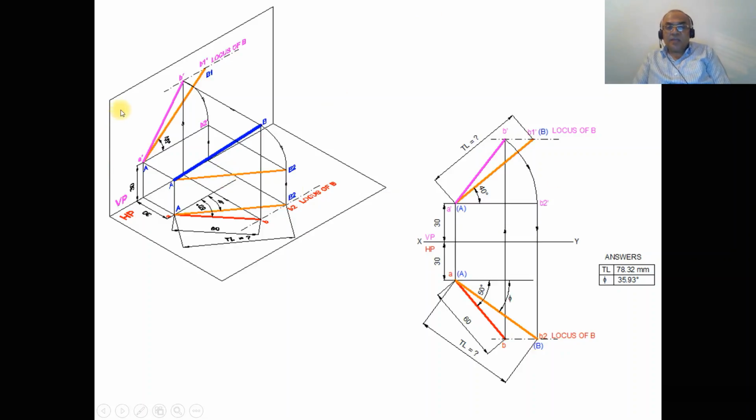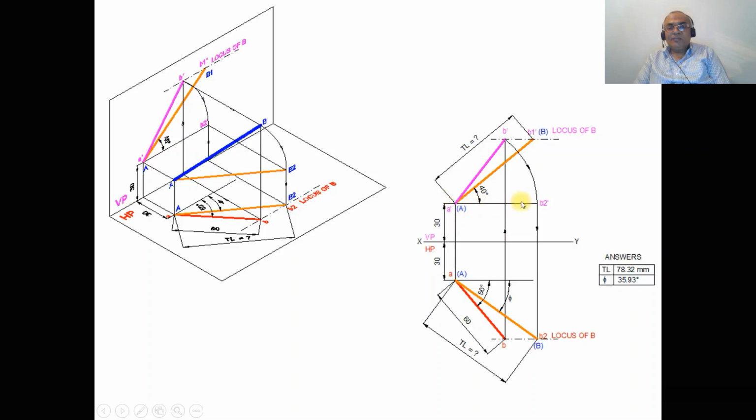Now, how the same thing has been given in the orthographic view. So you take the front view, you make it parallel. So that means A dash B2 dash is above HP by 30 mm. That is what we have shown here. When it is projected onto the horizontal plane, that is the reason why we are projecting that in the horizontal plane, such that it is going to cut the locus of B in the top view, and you mark this point as B2.